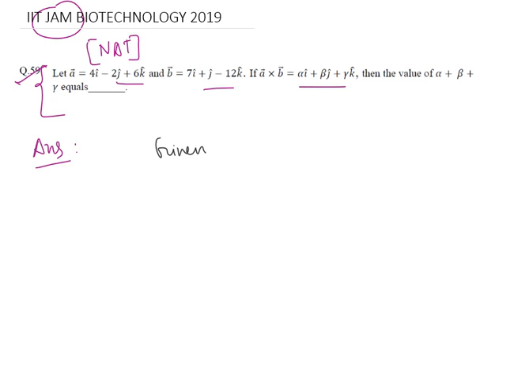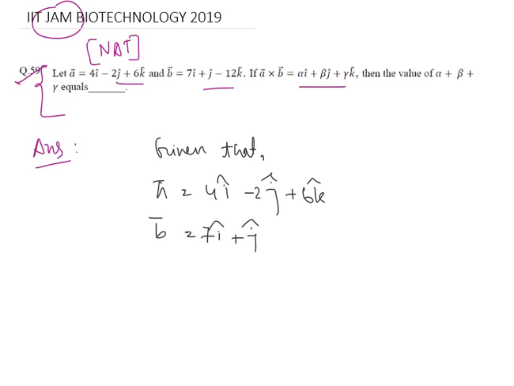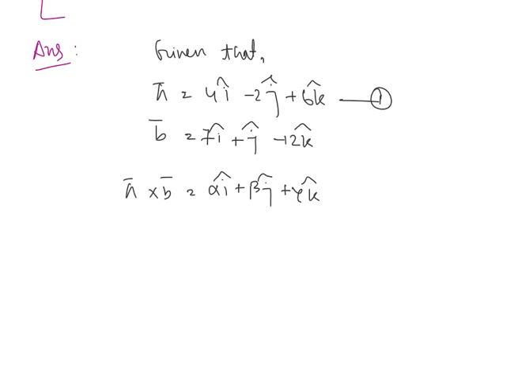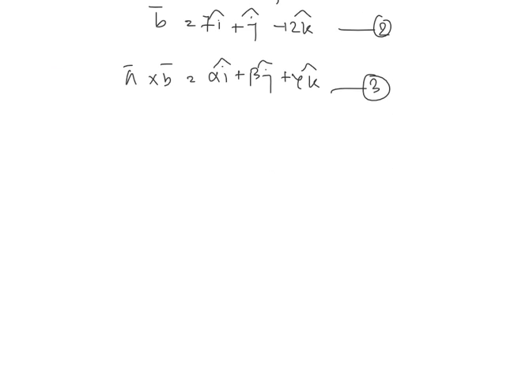Given that A vector is equal to 4i hat minus 2j hat plus 6k hat, B vector is equal to 7i hat plus j hat minus 12k hat, and A cross B is equal to alpha i hat plus beta j hat plus gamma k hat. Now let's say this is equation 1, this is equation 2, and this is equation 3.